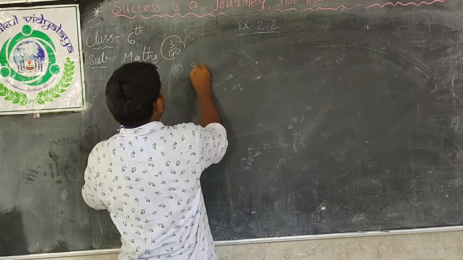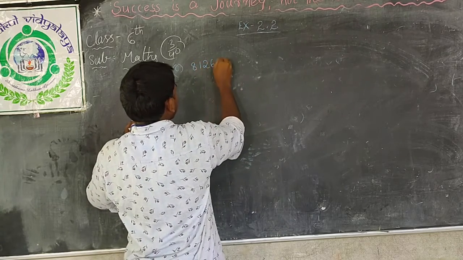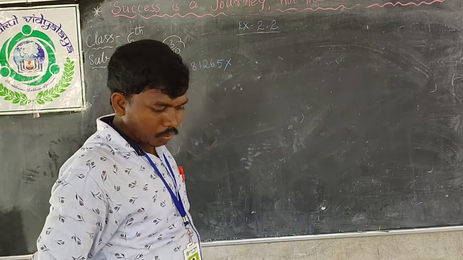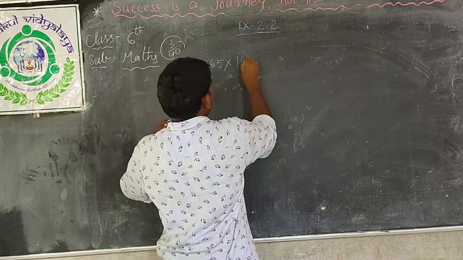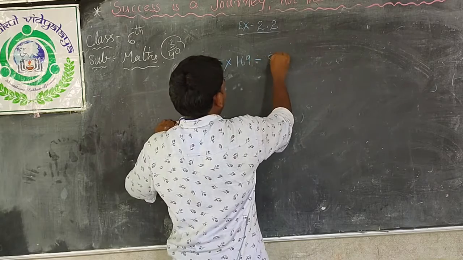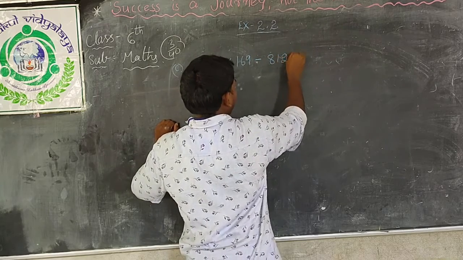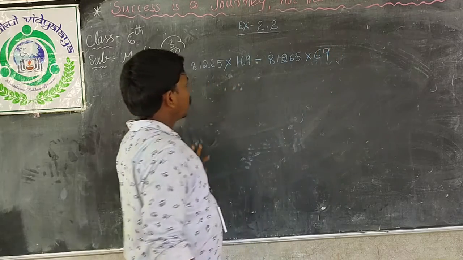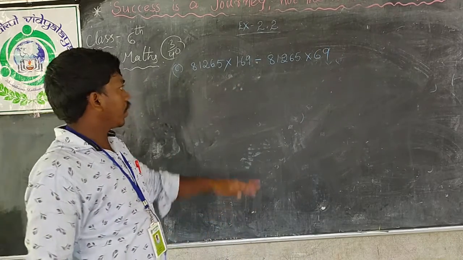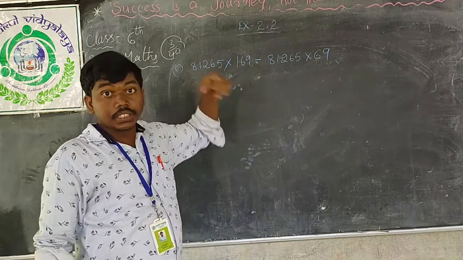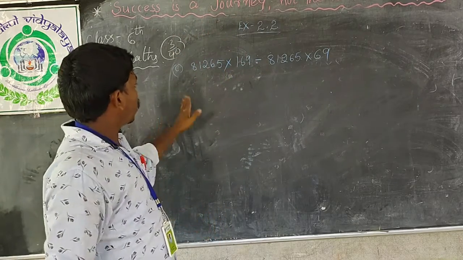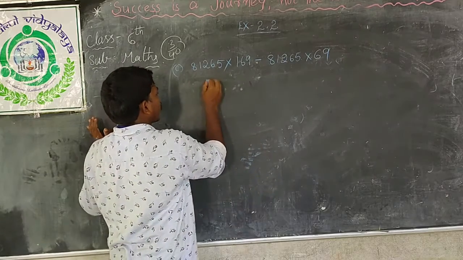81,265 into 169 minus 81,265 into 69. This one and the above are the same, but instead of plus, this is minus, that is subtraction. Okay children, so same formula, same property.